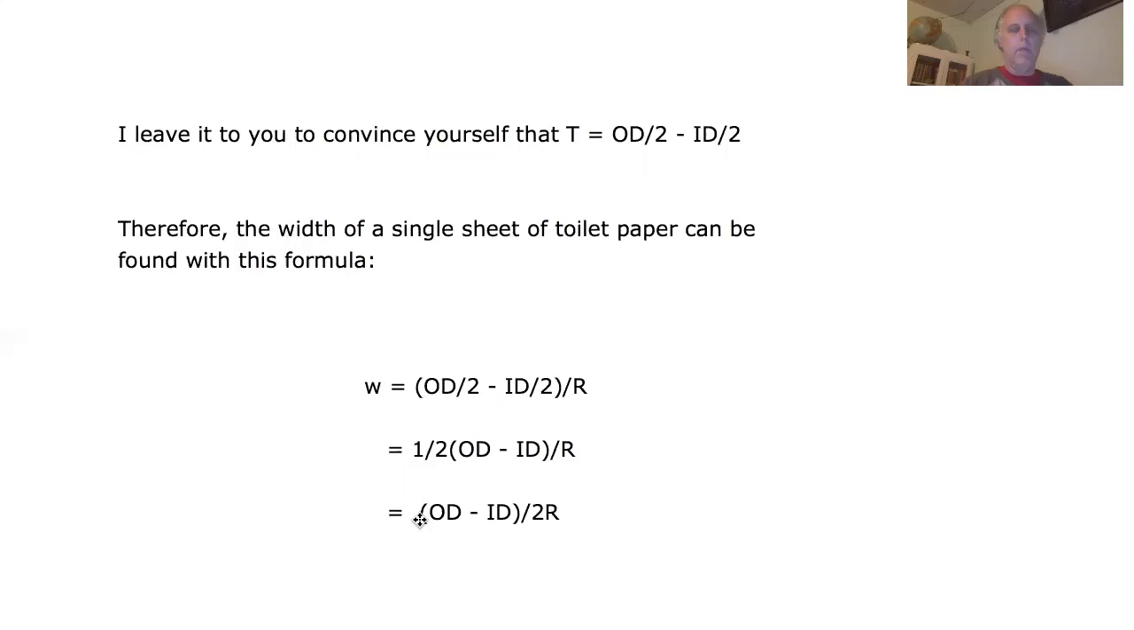Again, a little bit of rearrangement leads us to outer diameter minus inner diameter, divided by 2 times the number of windings or rolls around the paper. So now we have a formula for finding the width. We can find the width of the paper in 2 steps. First, determine the value of R, the number of windings around the roll. Once we've got that, we use that value with this equation to figure out the width of the paper in meters.